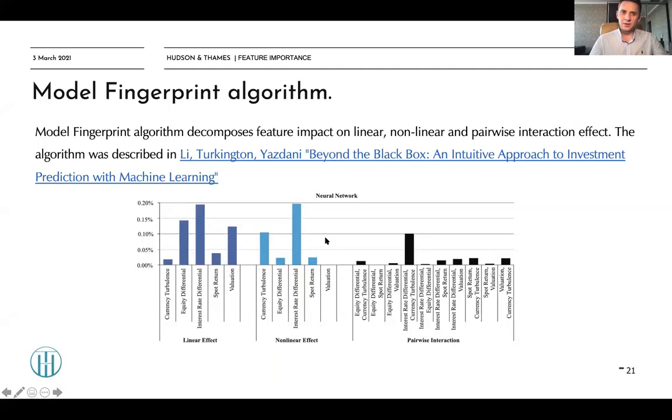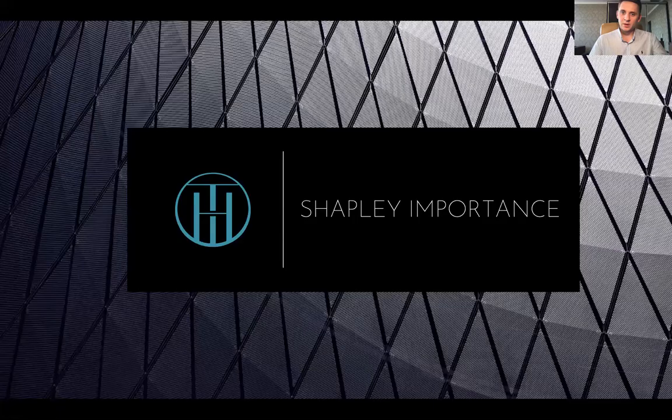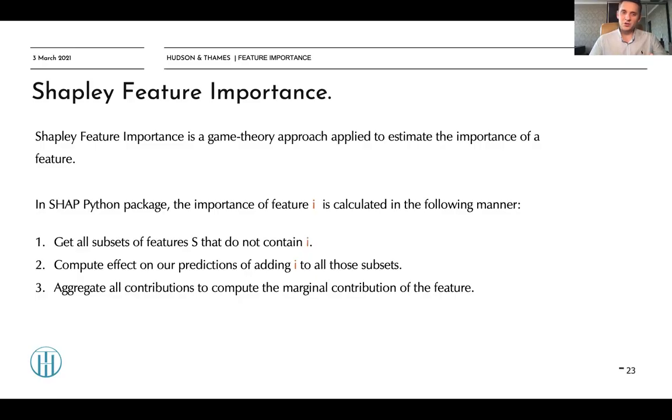Now let's go back to the next algorithm, which is called Shapley Feature Importance. Shapley Feature Importance is a game theory approach applied to estimate the importance of a feature. The original Shapley approach was motivated by game theory.